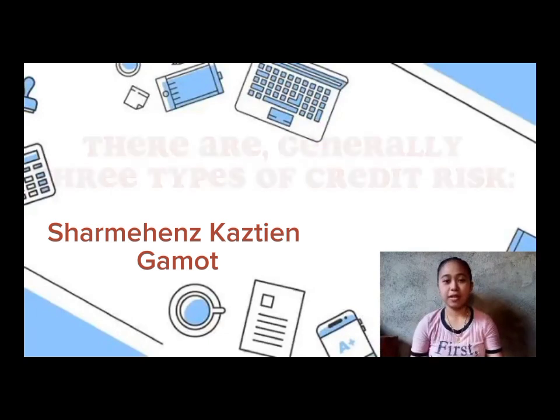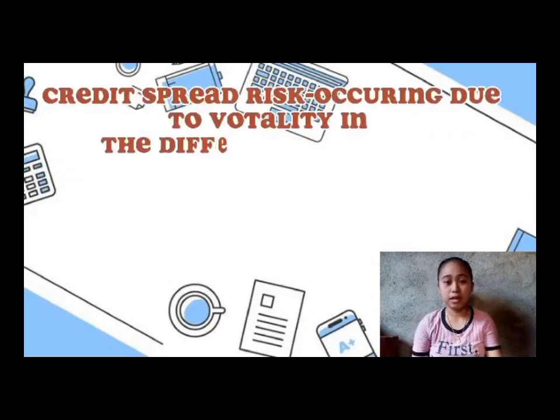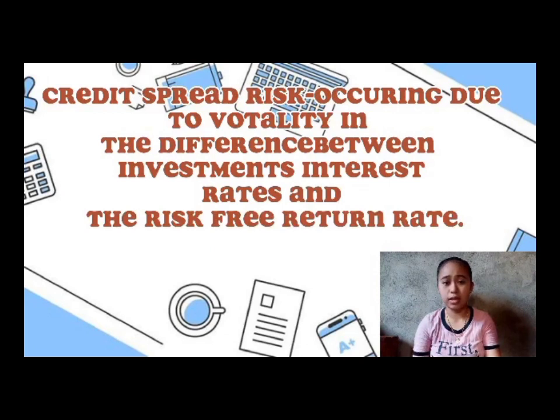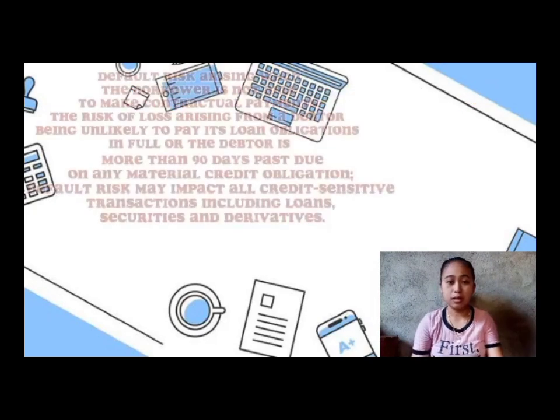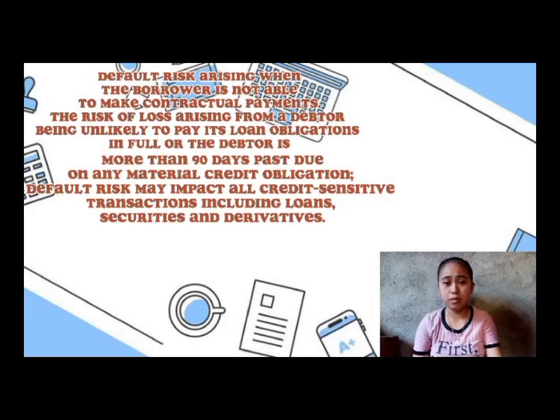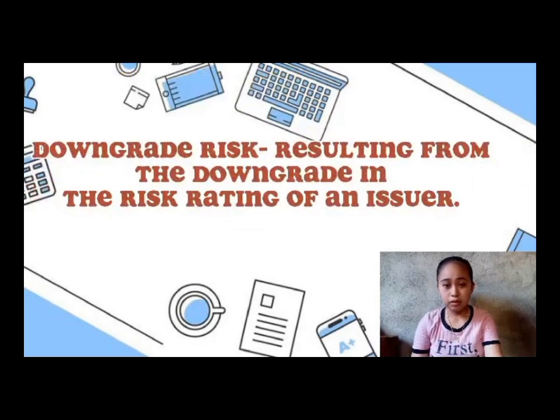There are generally three types of credit risk. First, credit spread risk, occurring due to volatility in the difference between investment interest rates and the risk-free return rate. Second, default risk, arising when the borrower is not able to make contractual payments. It is the risk of loss arising from a debtor being unlikely to pay its loan obligations in full, or the debtor being more than 90 days past due on any material credit obligation. Default risk may impact a credit-sensitive transaction, including loans, securities, and derivatives. Third, downgrade risk, resulting from the downgrade in the risk rating of an issue.